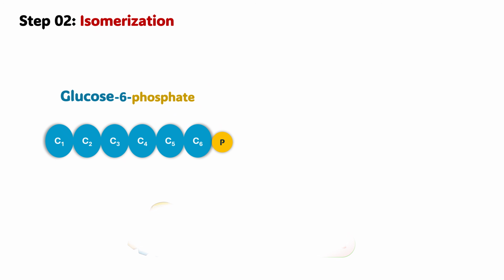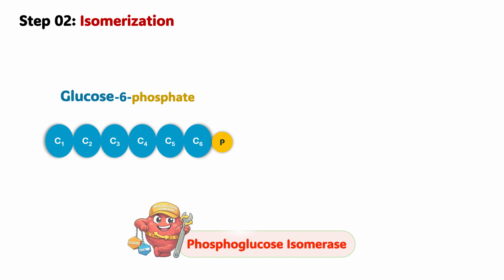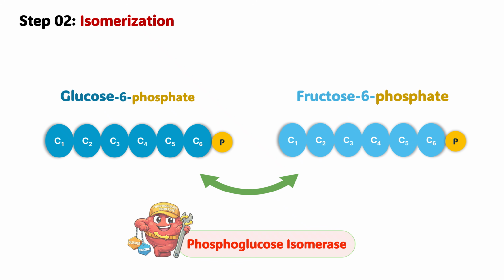Next, the enzyme phosphoglucose isomerase catalyzes a reversible rearrangement of glucose 6-phosphate to form fructose 6-phosphate. This reaction changes the structure of the molecule without adding or removing any atoms.